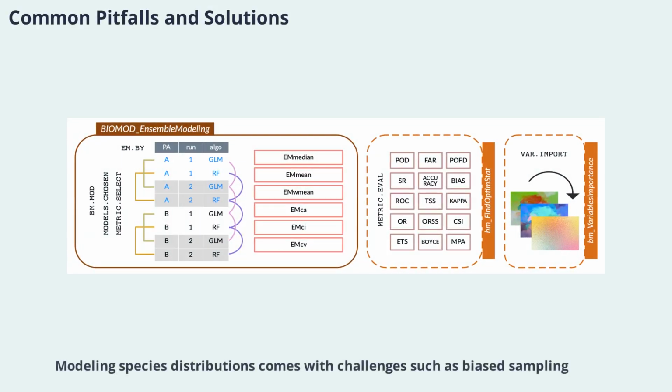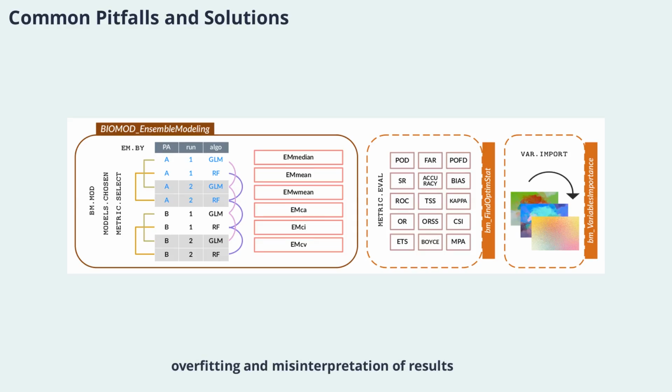Modeling species distributions comes with challenges, such as biased sampling, overfitting, and misinterpretation of results. Common pitfalls include mixing presence-only with true absence data, neglecting to tune parameters, or relying on a single model. Solutions involve rigorous data preparation, cross-validation, and ensemble modeling. By anticipating and addressing these challenges, researchers can avoid errors and produce more reliable models.